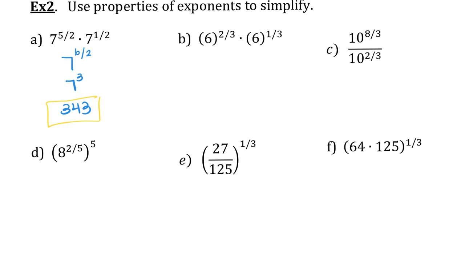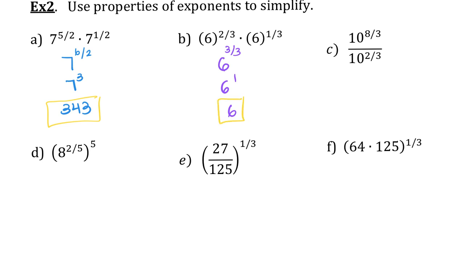Okay, B, 6 to the 2/3 times 6 to the 1/3. And the parentheses don't make a difference. They're just telling you the base is 6. Since they both have a base of 6, I'm going to go ahead and add the exponents. 2/3 plus 1/3 is 3/3. 6 to the 1 is 6.